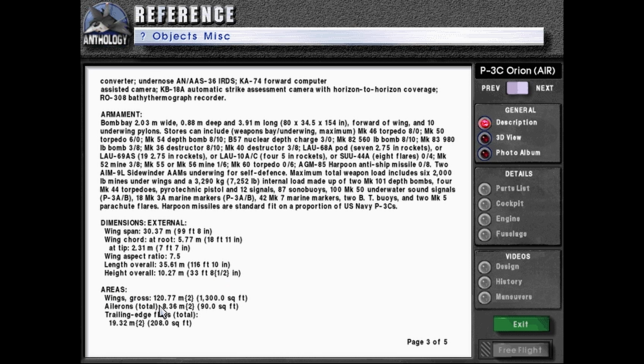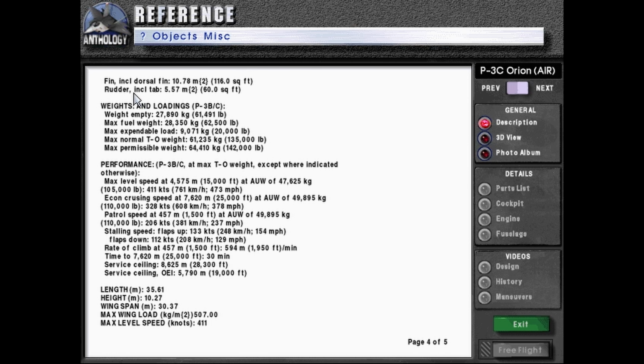Areas: wings gross 420.77 meters squared, or 1,300 square feet. Ailerons total 8.36 meters squared, or 90 square feet. Trailing edge flaps total 19.32 meters squared, or 2,208 square feet. Fin, including dorsal fin, 10.78 meters squared, or 116 square feet. Rudder, including tab, 5.57 meters squared, or 60 square feet.